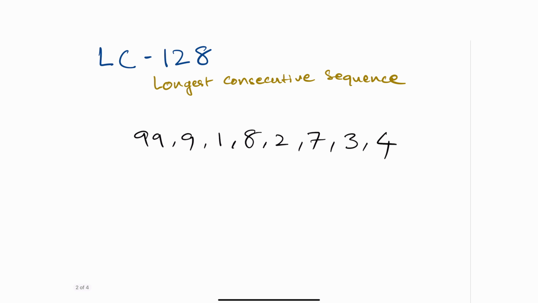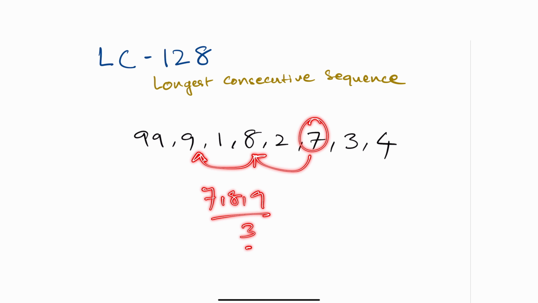Let's understand with a different data set. Consider I have the numbers 99, 9, 1, 8, 2, 7, 3 and 4. Yes, I can start with 8. After 8 I can have 9. So 8 and 9, there is no 10, so the maximum length is 2. But if I start with 7, I can go to 8, I can go to 9. 10 is not there. The solution is 7, 8, 9 whose length is 3.